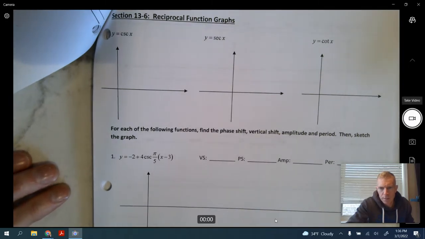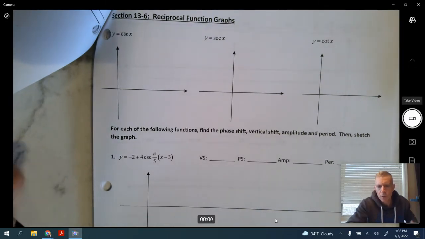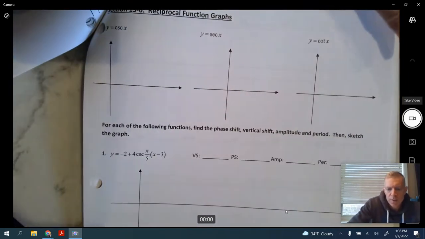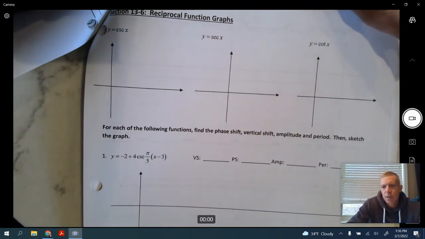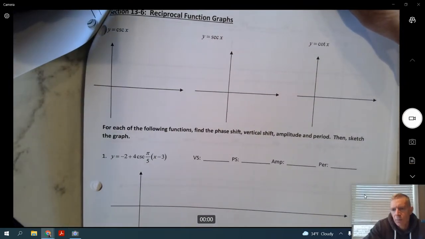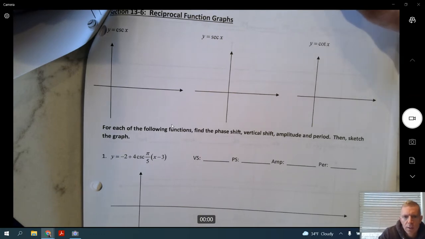Hello again. Today what I want to do is go over the reciprocal functions. This is pages 380 to 382 in your packet. I'm going to move my face a little bit out of the way.